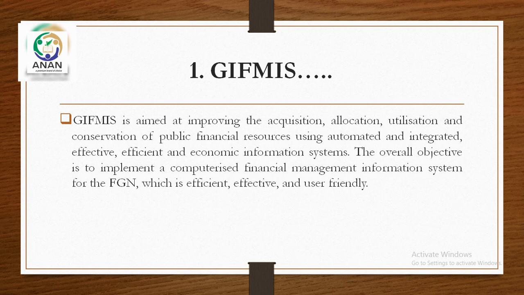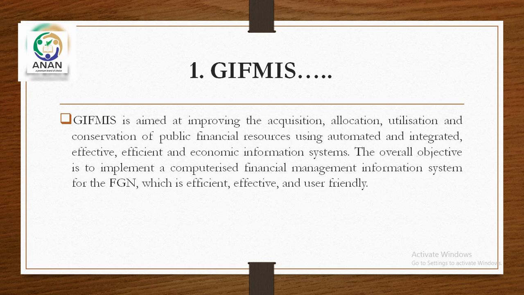GIFMIS is aimed at improving the acquisition, allocation, utilization, and conservation of public financial resources using automated and integrated, effective, efficient and economic information systems. Of course, as said earlier on, GIFMIS represents the Government Integrated Financial Management Information System. So it is meant to integrate all forms of data that are related to the government in order to improve acquisition, allocation, utilization and conservation of public financial resources using automated, integrated, effective, efficient and economic information systems.